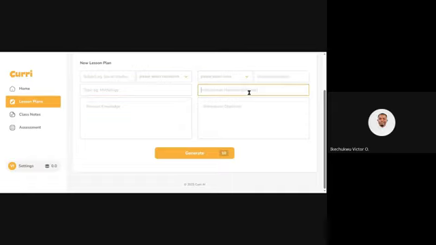Then the topic, instructional materials. These are optional, but if you put them in, it will give you a better result, because it works with what you've given it and creates something that works for you. Then we've got the previous knowledge and behavioral objectives, and when you've done that, you generate it using 10 coins. So once you've generated this lesson plan, you can create a note from that lesson plan.